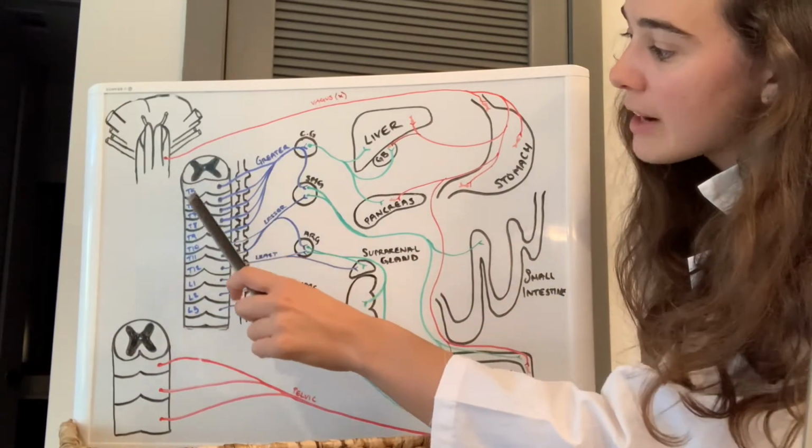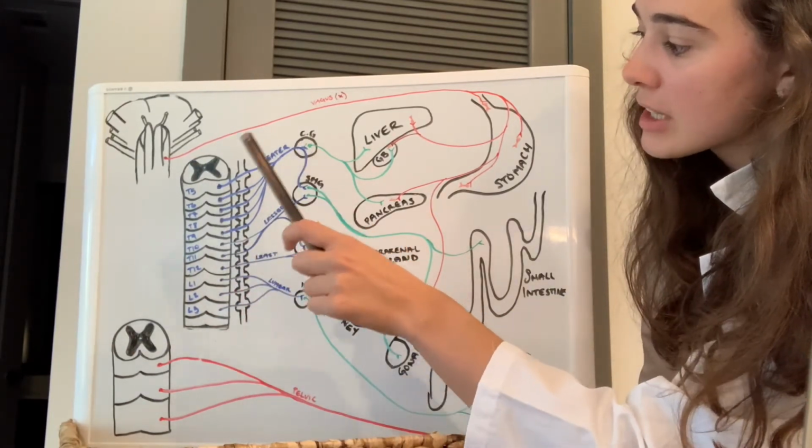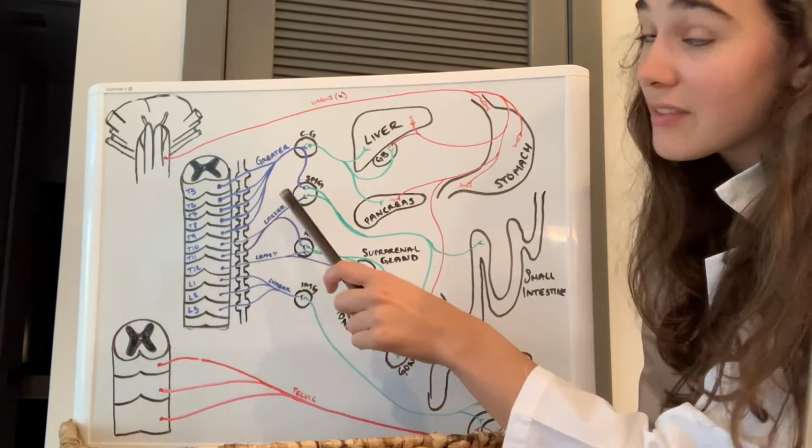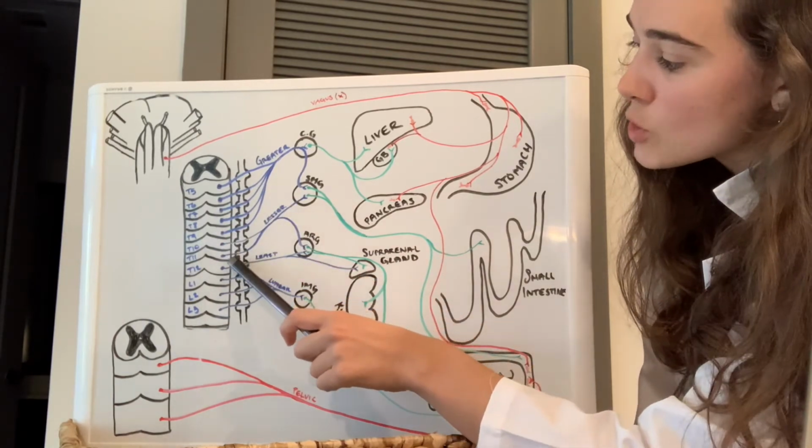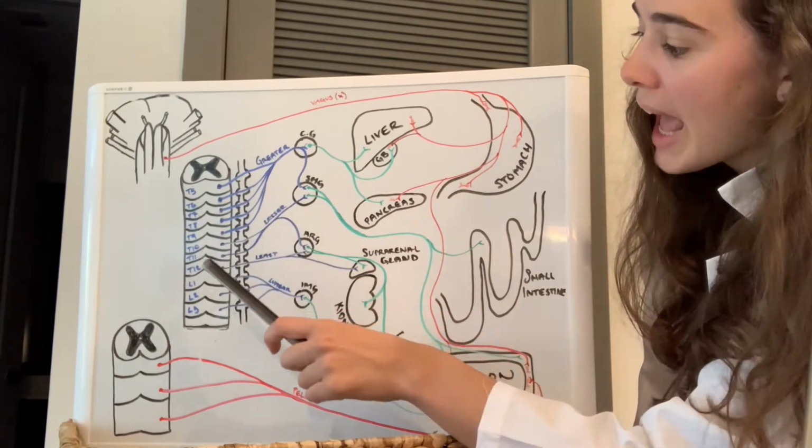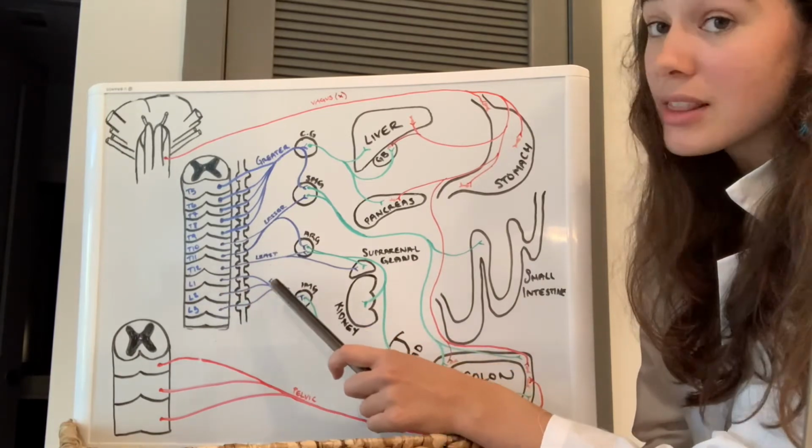So from T5 through T9, we get the greater splanchnic nerve. T10 and T11 have the lesser splanchnic nerve. T12 has the least splanchnic nerve. L1 through L3 have the lumbar splanchnic nerve.